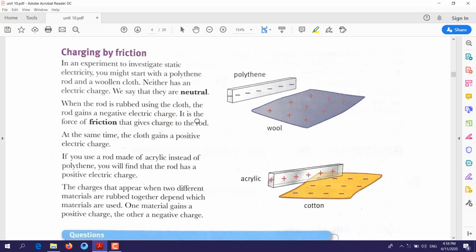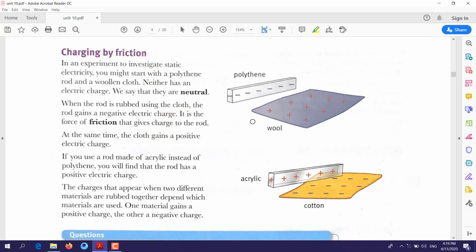Charging by friction. Firstly, we should know what we mean by the word friction. Friction is when two objects are rubbed against each other, when the surfaces of two objects are in direct contact and moving against each other. So, when two objects are rubbed together, what will happen? These two objects will gain charge.